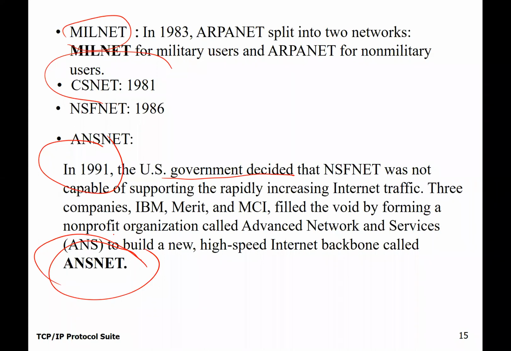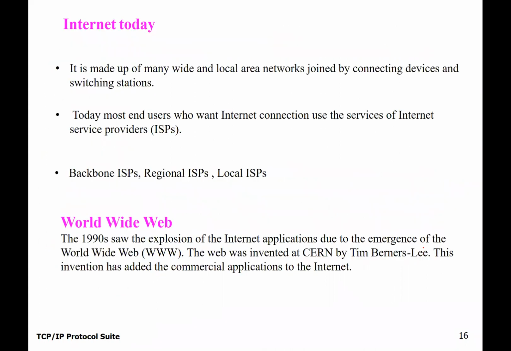So before 1991, they had connections. They established, they built the internet, I'm sorry, the network. However, it was not high speed. So in 1991, with ANSNET, they were able to establish high-speed internet. All right. Any questions so far? History?